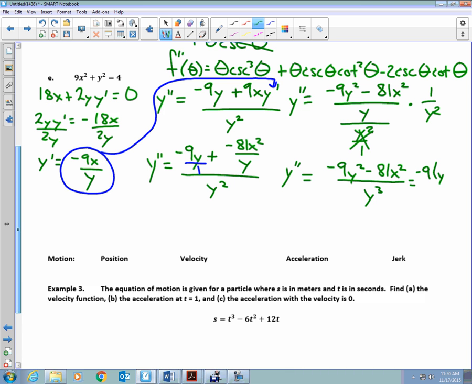If I could just factor out a negative 9, if I factor a negative 9 out of the top, I have a y squared plus 9x squared. Does that look familiar at all? It's the beginning. What is y squared plus 9x squared? 4.